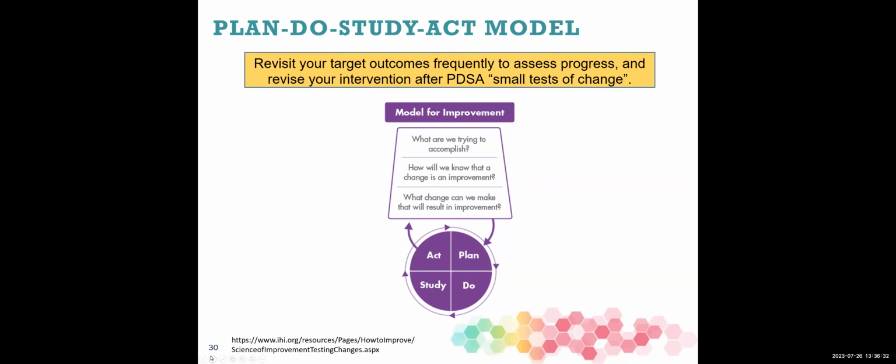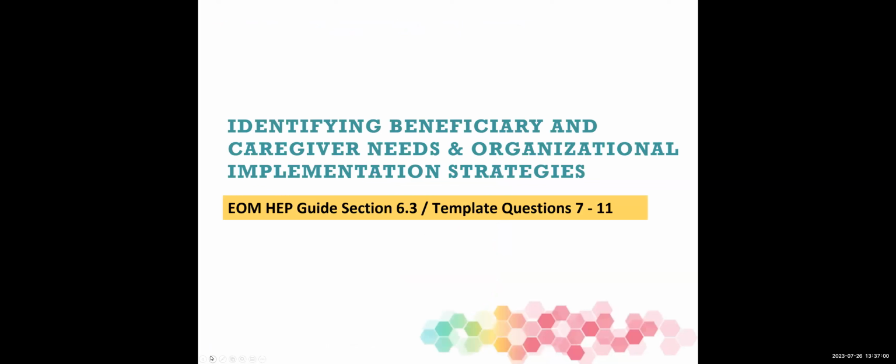So the PDSA model begins with 3 questions to help inform the cycles. What are we trying to accomplish? How will we know that a change is an improvement? And what change can we make that will result in an improvement? So there's a link to more information on the PDSA methodology on the slide. You can also find it within the resource guide. Next slide, please. So template questions 7 through 11 pertain to identifying beneficiary and caregiver needs and organizational implementation strategies. You can find more information about this in the HEP Guide section 6.3. Next slide, please.